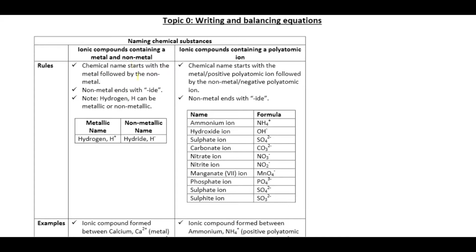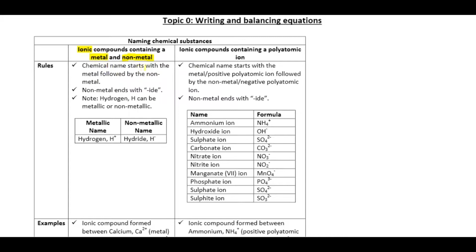So the rules are, firstly, we are looking at two different types of chemical substances. The first type will be ionic compounds, containing a metal and a non-metal. Later on in the subsequent topics, you will learn more about what exactly ionic compounds are. But for now, just understand that ionic compounds basically contain a metal and a non-metal, chemically joined together.